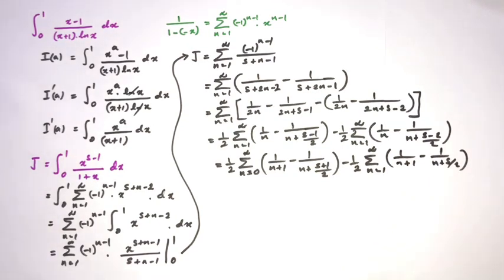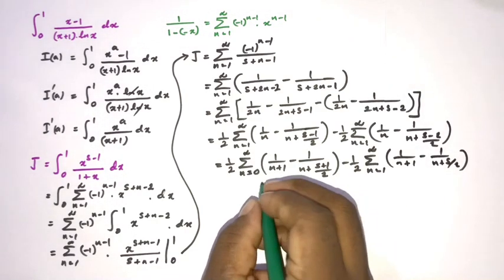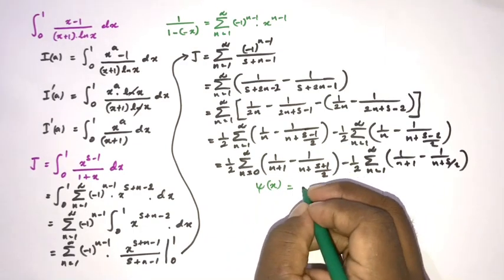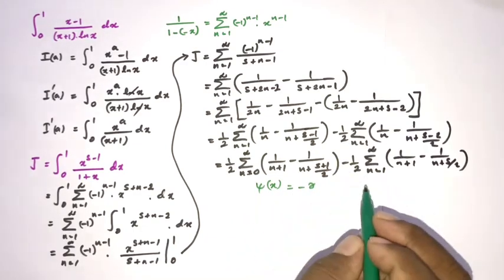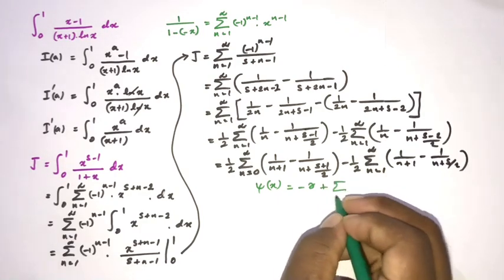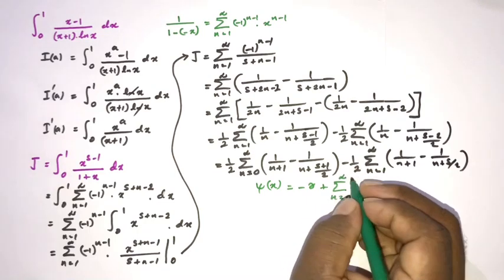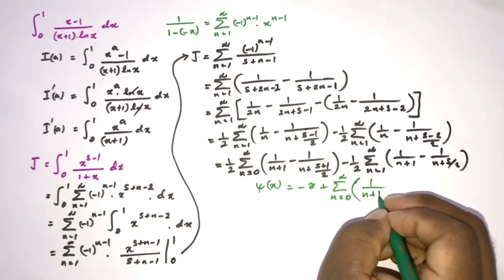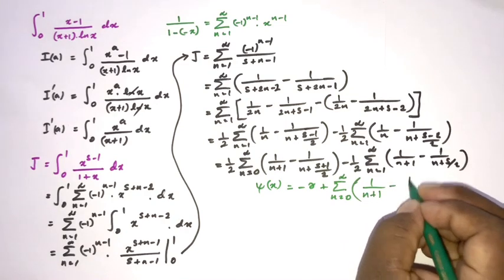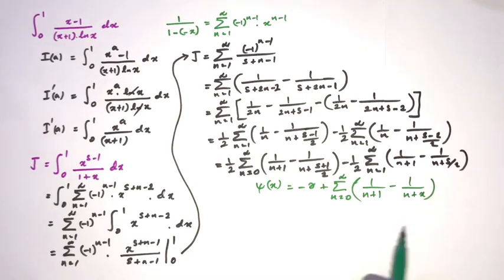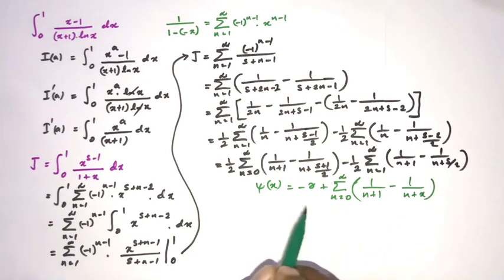Okay, now we know the definition of the digamma function. Digamma of x is equal to minus gamma, we know Euler-Mascheroni constant, plus the infinite sum from n equals 0 to infinity of 1 over n plus 1 minus 1 over n plus x. Okay, this is the definition of the digamma function.